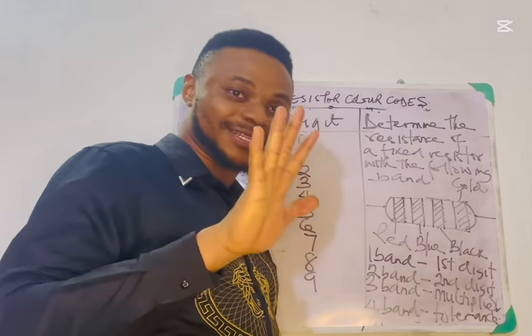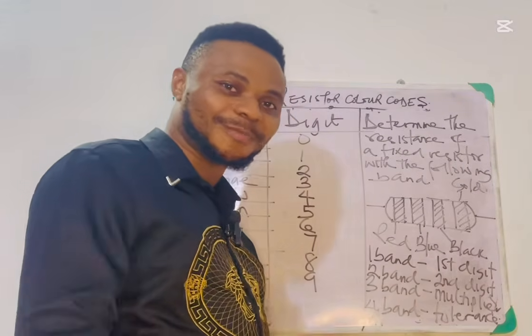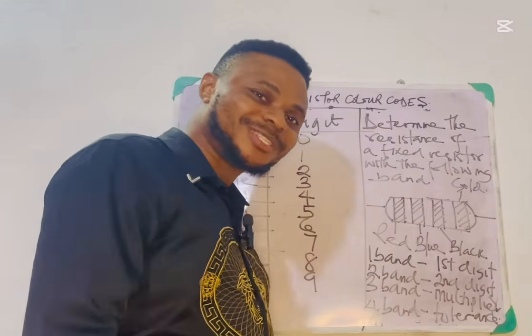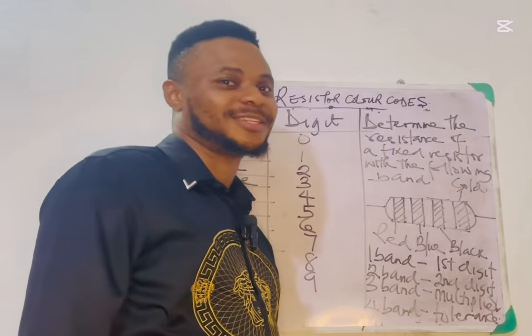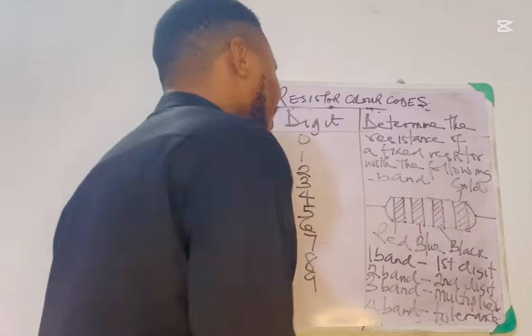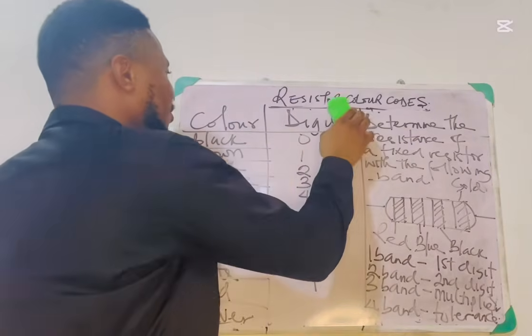If it is a 5 band resistor, the first band will be the first digit, second band second digit, third band third digit, fourth band multiplier. Then the last band will be tolerance. That's how it is. So let's do justice to this.